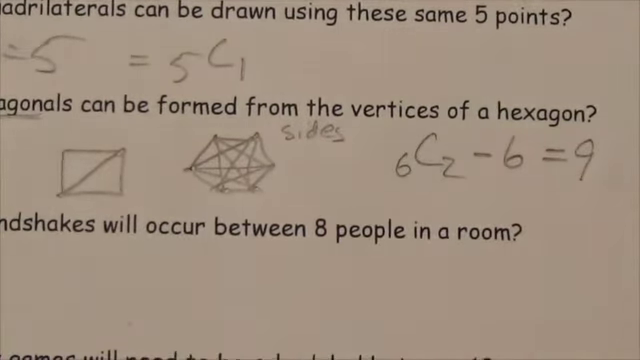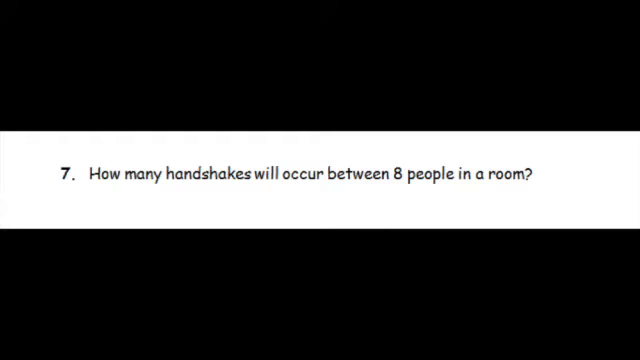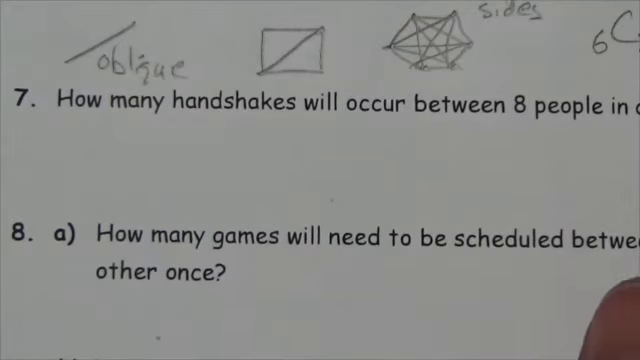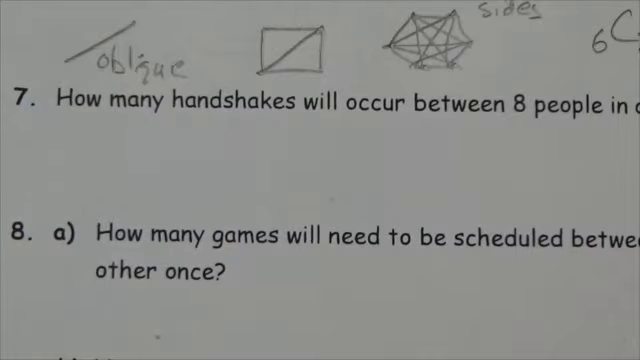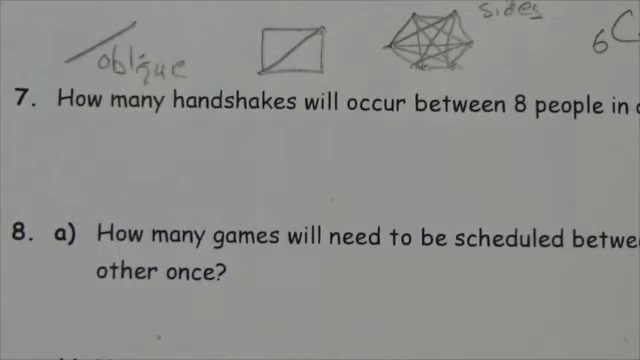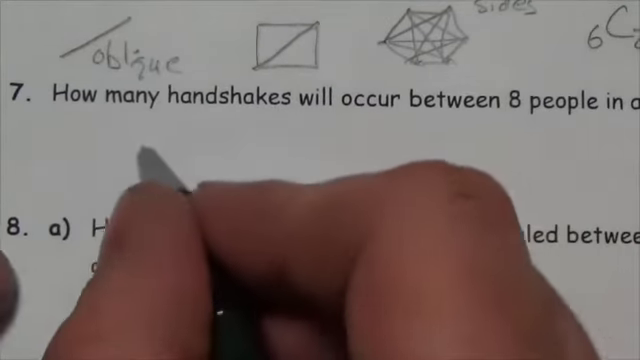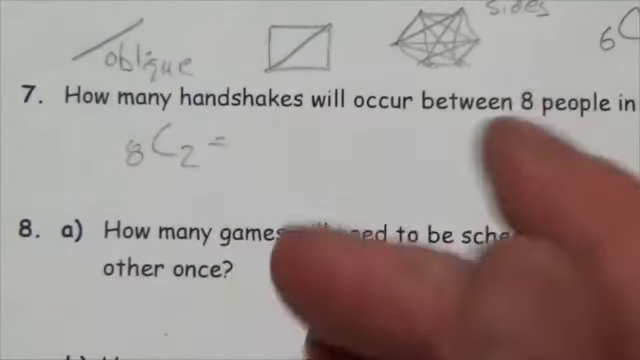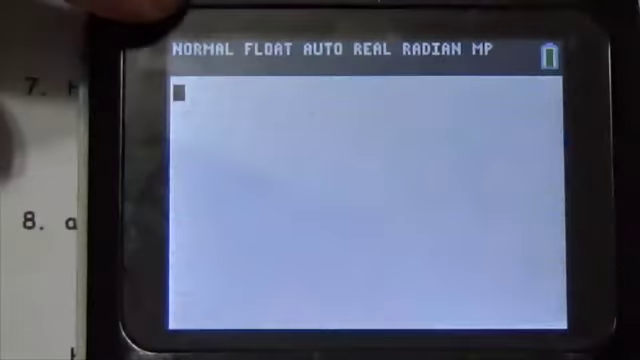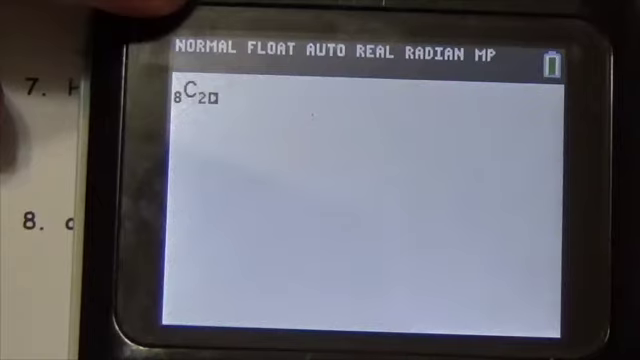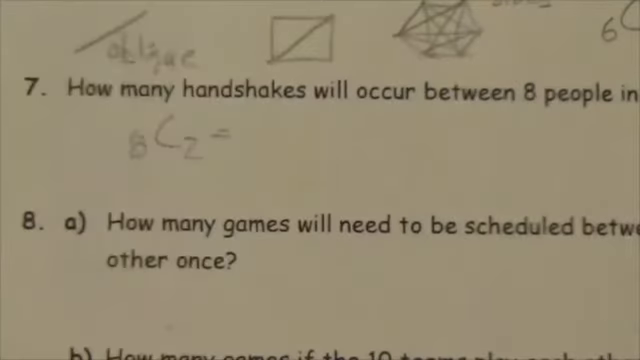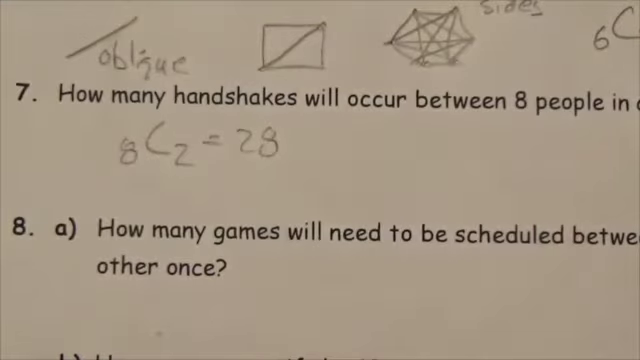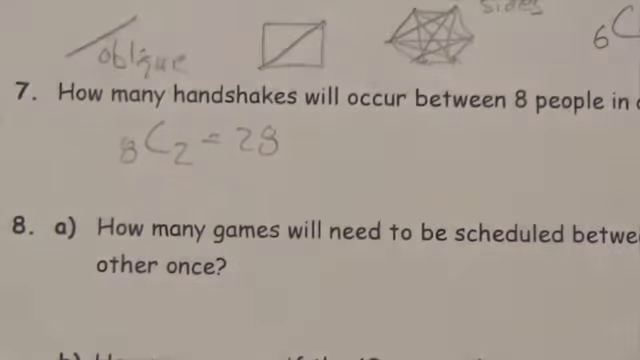How many handshakes will occur between 8 people in a room? Okay, how many handshakes occur if you've got 8 people in the room here? Well, how many people do you need for a handshake? Well, you only need 2. Is order important? No, it's just a pairing. So that means we just need to select 2 people. So this is going to be 8 choose 2. So that's pretty straightforward there. So 8, over to the probability menu, 8 choose 2. So there's 28 handshakes that will happen in a room with 8 people.